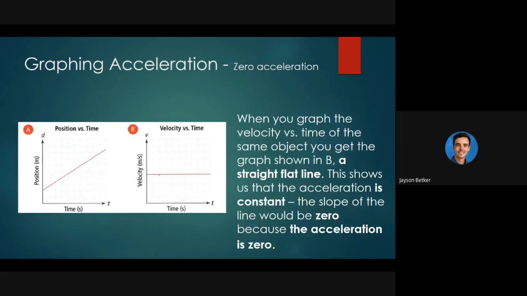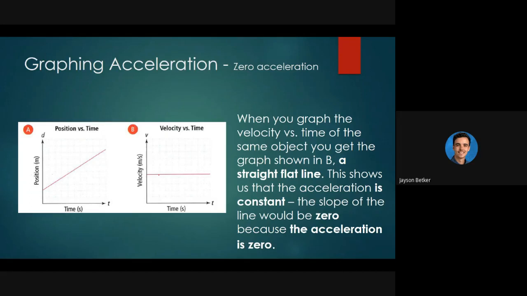Now, what if we graph acceleration? So this is a zero acceleration scenario. When you graph the velocity versus time of the same object, you get the graph shown in B, a straight flat line. This is just the same graph as the last slide that we looked at. What this is telling us is that the acceleration is constant, and the acceleration is actually zero in this case because the slope of the line would be zero.